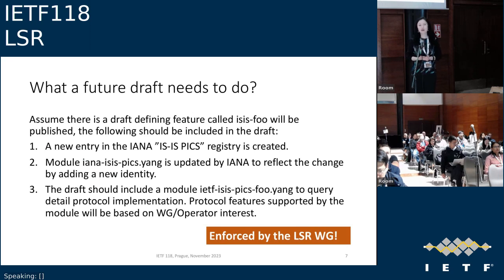So what do you need to do in the future if you write an ISIS draft? If your draft is to be published as an RFC, you will need to add a new entry in the IANA ISIS PIX registry. That will create the RFC level identity. You will also need to write an IANA ISIS PIX YANG module, to augment the IETF module, that will list all the feature details. And also if you have MPTLV support, you will need to augment that container.